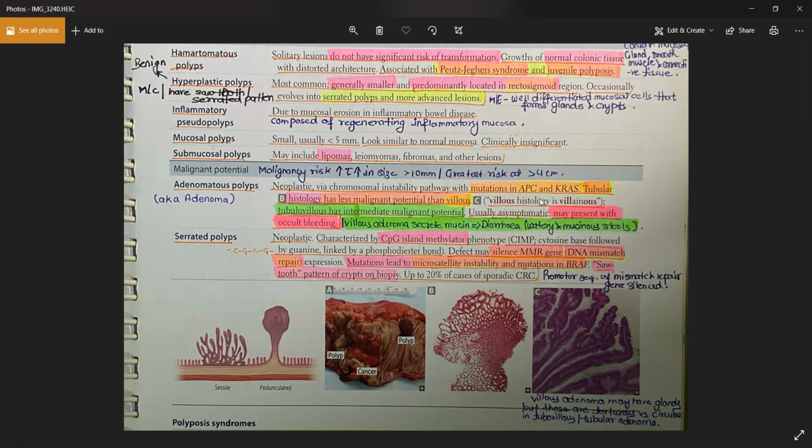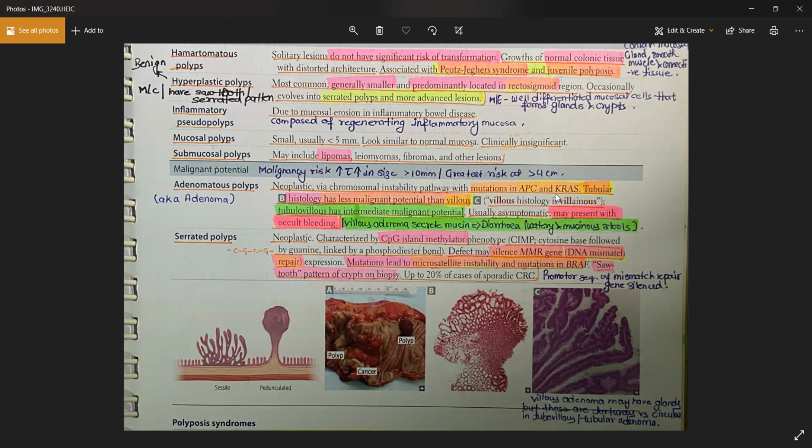Okay, the APC gene is present, which is a tumor suppressor gene. Whenever the mutation occurs, there is overgrowth of the mucosa and submucosa, all these layers, right? And they will form an adenomatous polyp. The polyp will be very small after the mutation, right?